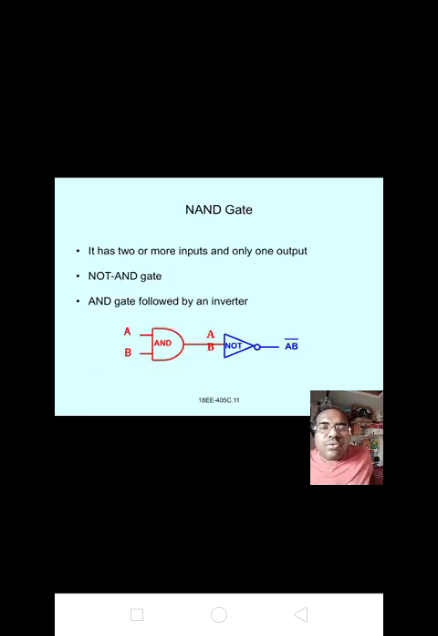I will tell you once again: repeat the NAND gate and NOR gate, their truth tables, definitions and realization. It has two or more inputs and only one output. A NAND gate is a combination of a NOT gate and an AND gate, that is, an AND gate followed by an inverter. AB is the input for the AND gate. We get the output AB, which is the input for the NOT gate, and we get the output Y equal to AB bar.